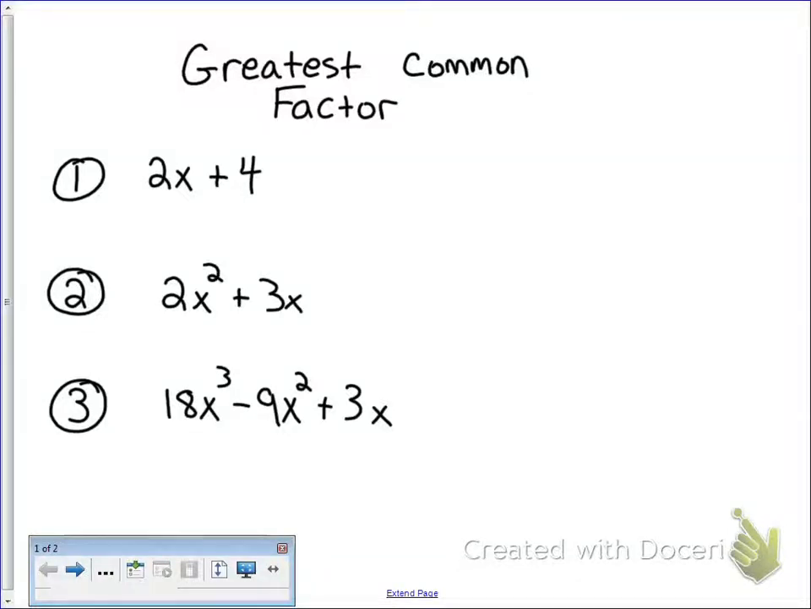For this video, we're going to be adding on to the idea of factoring, which is what we were doing last week. So today we're going to be talking about the greatest common factor. Now this may be something that you've heard before. We generally refer to this as GCF, just a little acronym, GCF. The greatest common factor is the number or variable that all terms in the expression can be divided by.